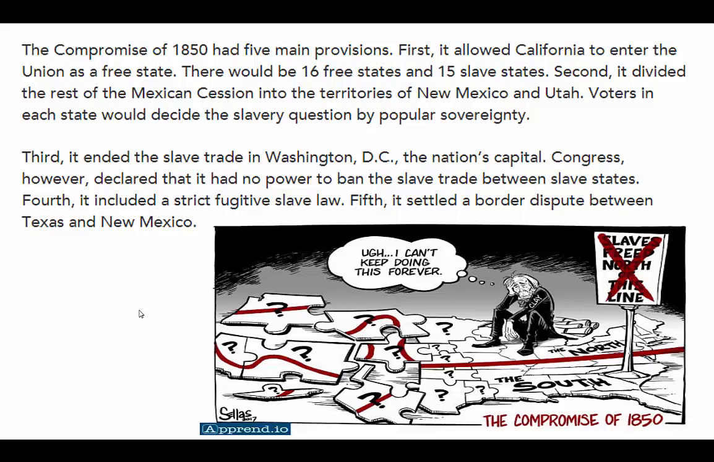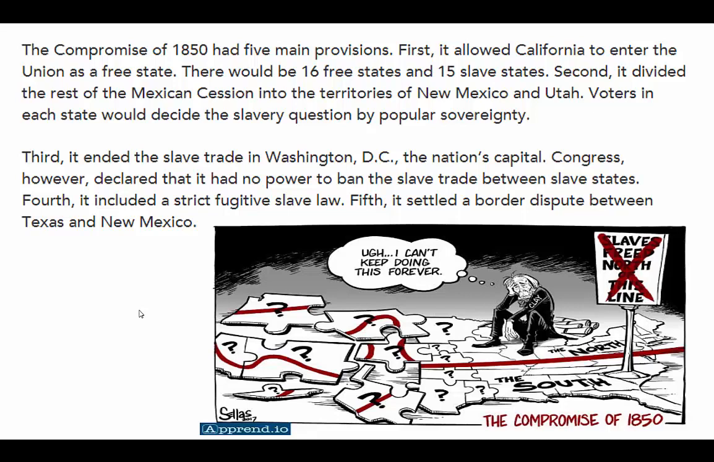The Compromise of 1850 had 5 main provisions. First, it allowed California to enter the Union as a free state. There would be 16 free states and 15 slave states. Second, it divided the rest of the Mexican cession into the territories of New Mexico and Utah. Voters in each state would decide the slavery question by popular sovereignty.